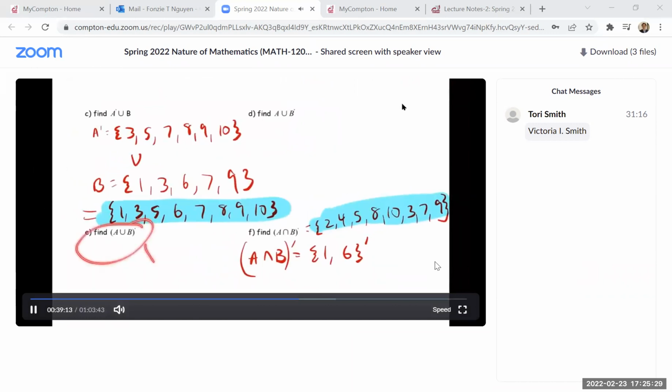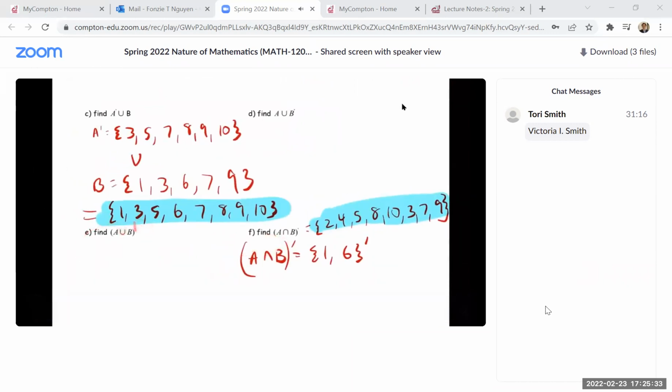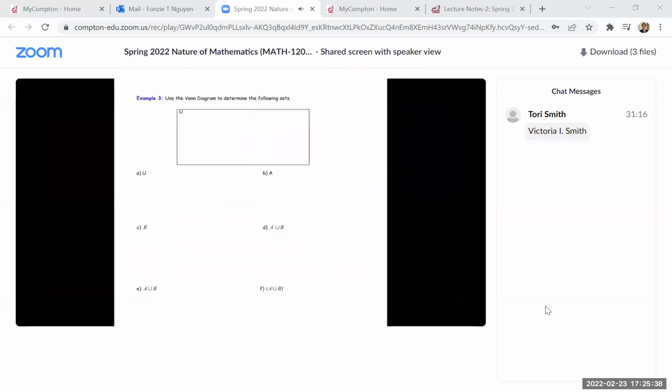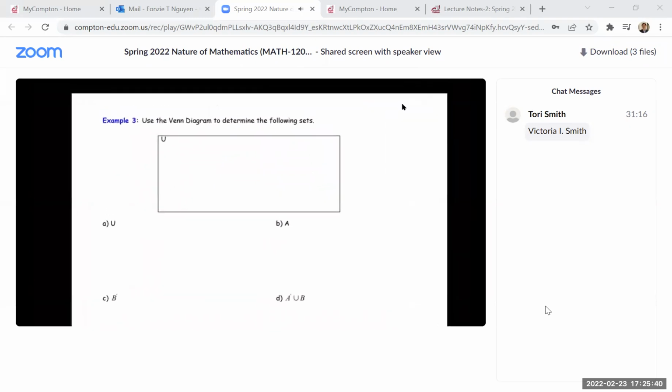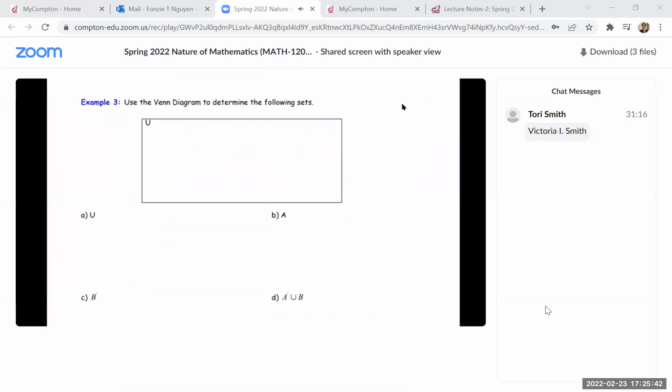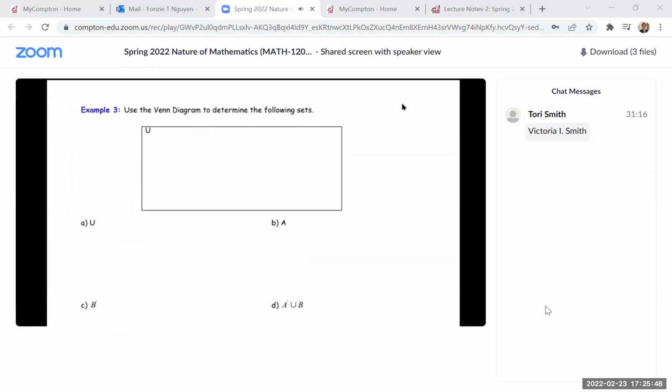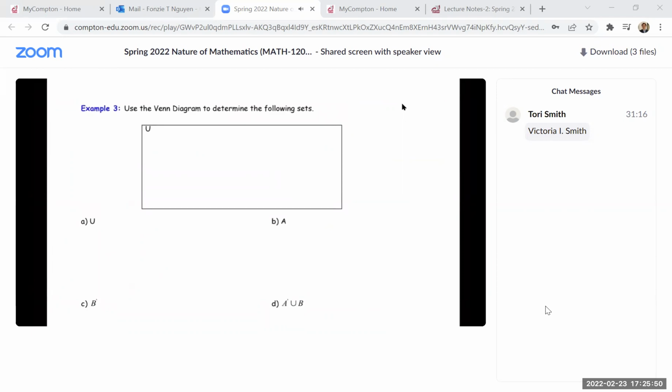This one is going to be similar to that one, but instead you're going to find the union first and then the complement. So let's just skip over because we still have a couple pages to go. All right, so this one says, use the Venn diagram to determine the following sets. That's weird. They don't have anything there. I think this is a mistake. They're supposed to have something here. So I can just make something up real fast.